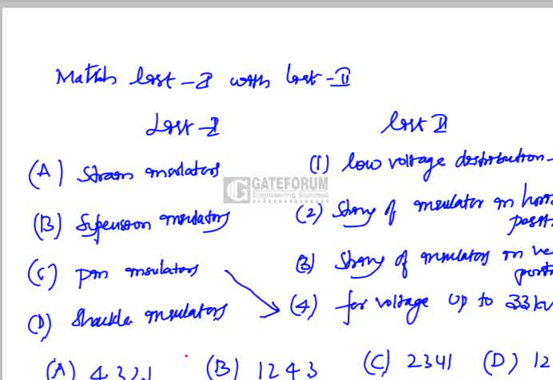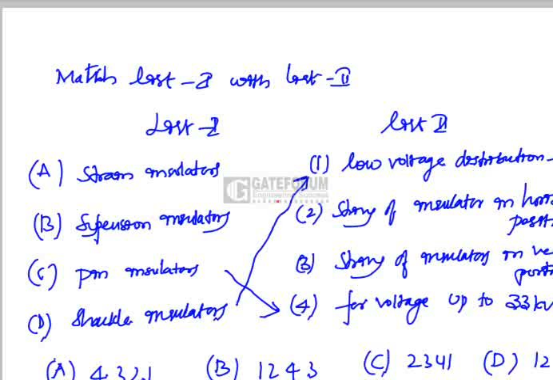Now what about the next one? Let us take shackle insulators. Shackle insulators are connected only to low voltage distribution lines. Generally this is used for road and river crossings. So this is matched with 1. The remaining two are suspension and strain insulators.